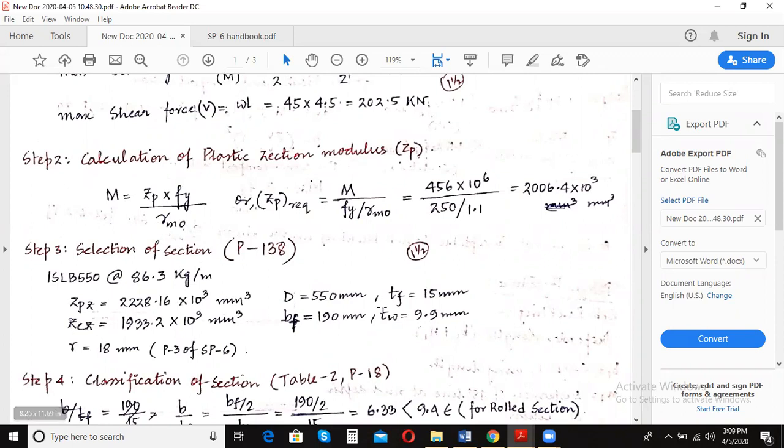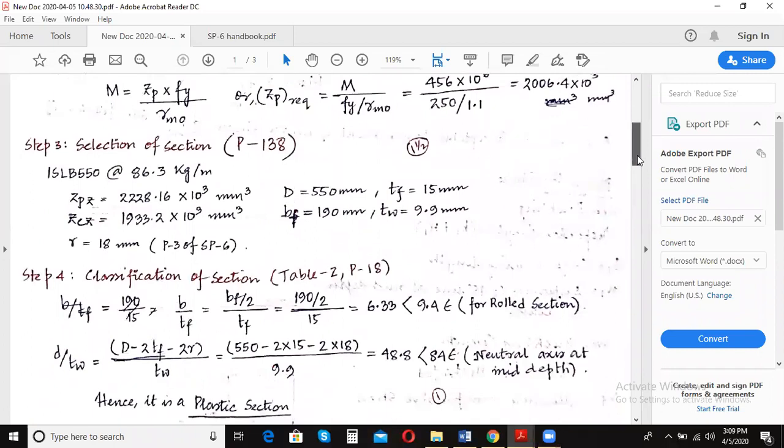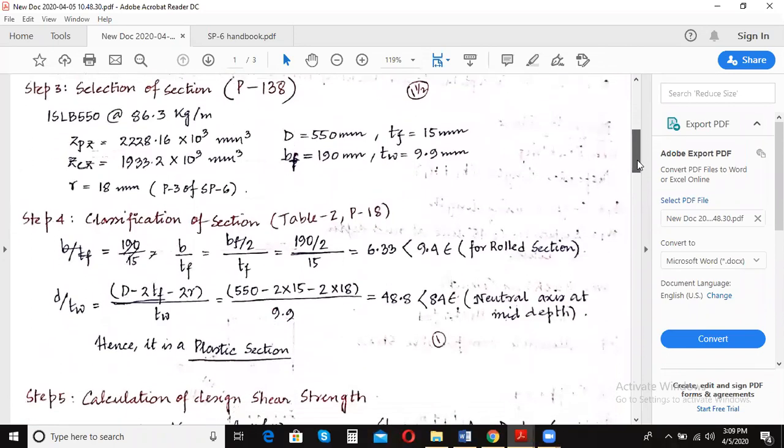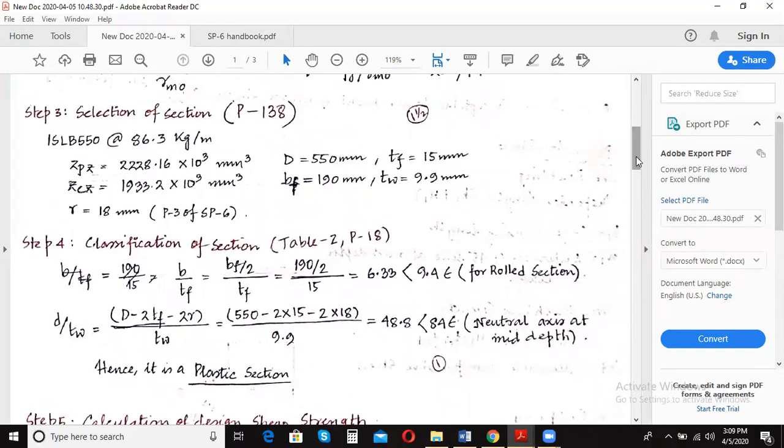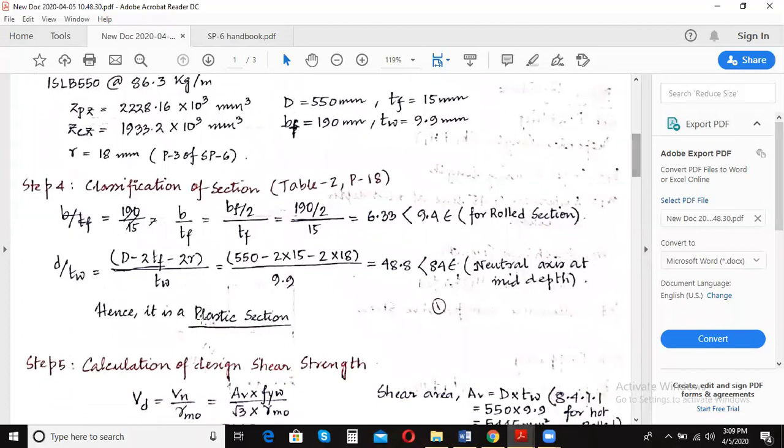We had written down all the dimensions and the material or the geometrical specifications of this section using the handbook and the code, that is IS 800/2007. Next, what we did is classification of the section, which has come out to be a plastic section. In the next video, we will be calculating the design bending strength and the design shear strength and check whether the beam is in high shear or low shear.